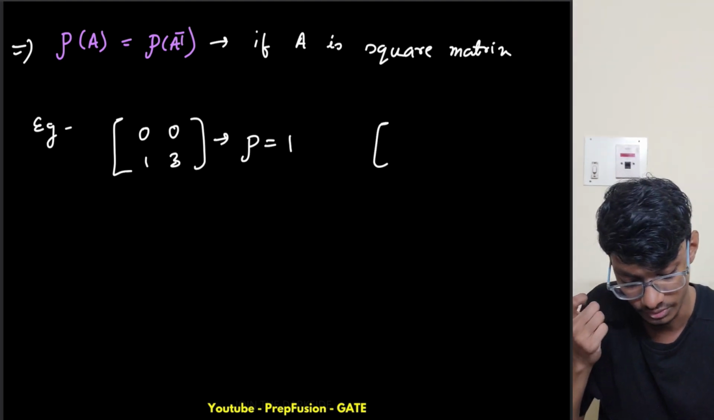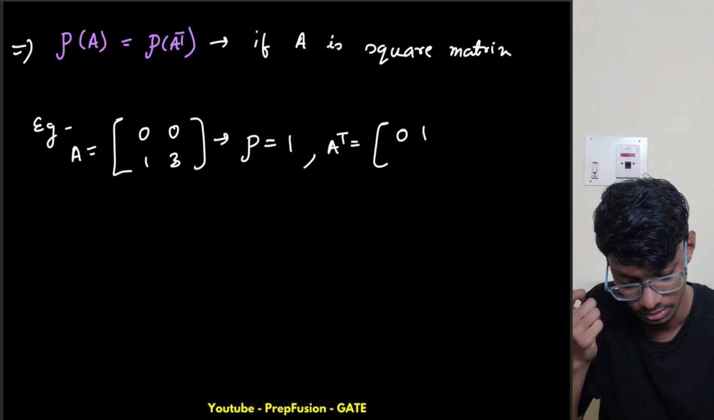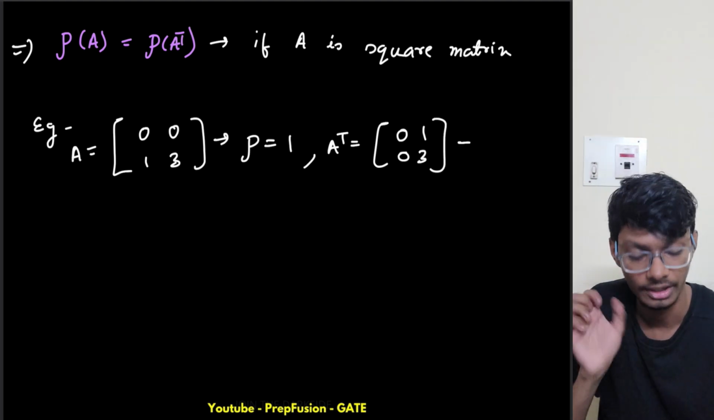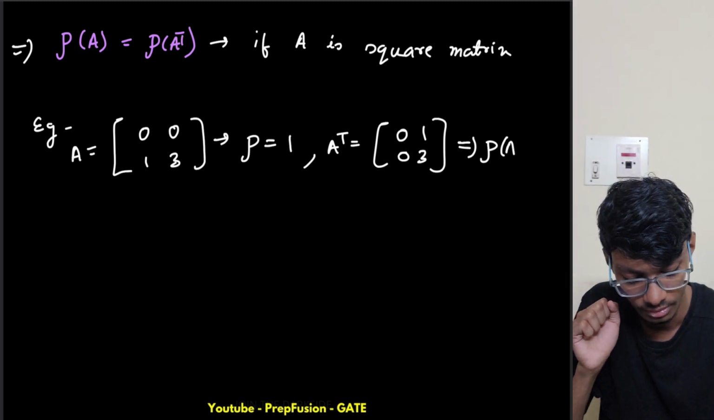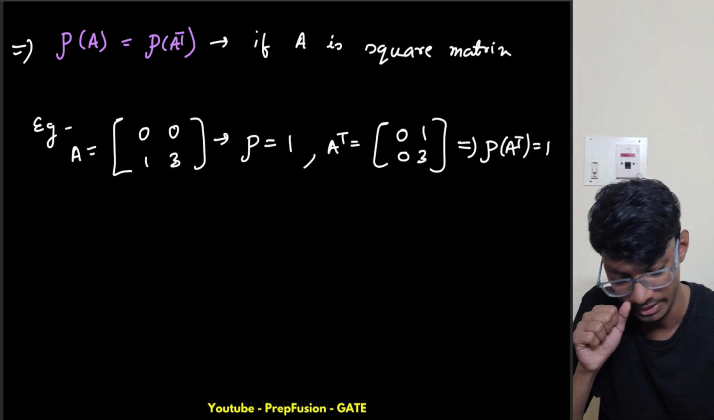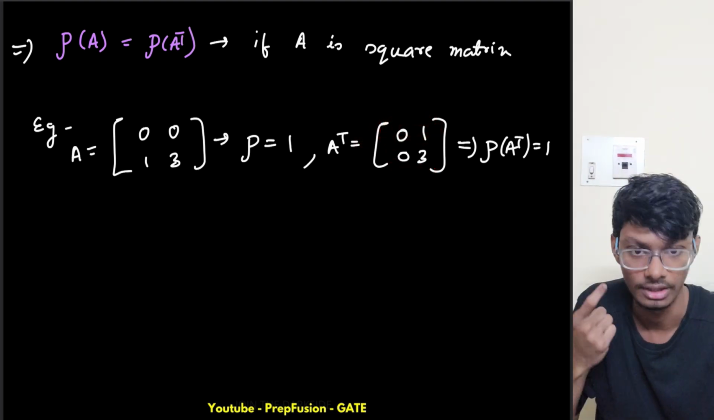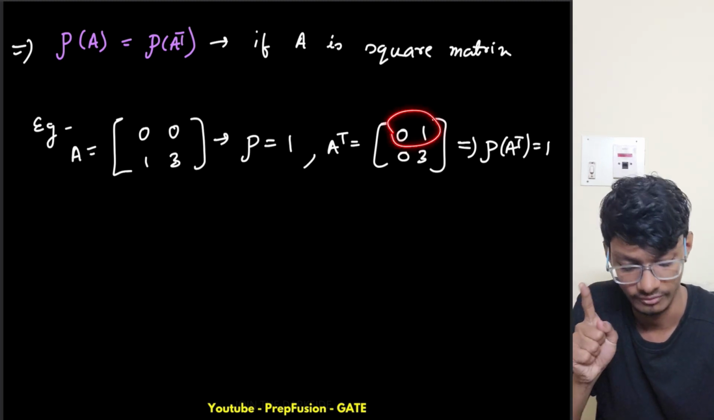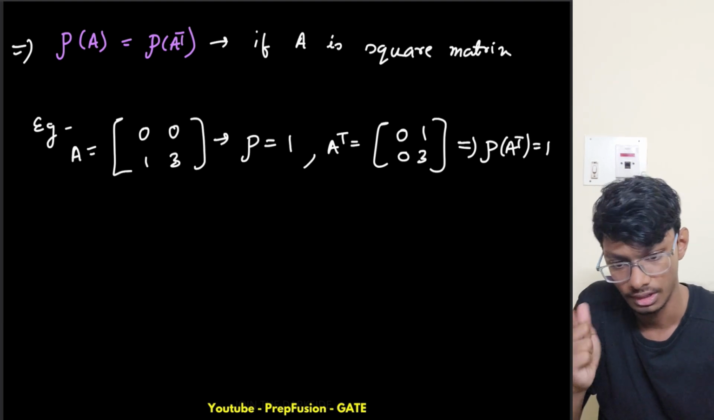Now if I take a transpose of this one, this is my A, and this is my A transpose, this is 0 1 and this is 0 3. So what will be the rank of this one? The rank of A transpose again will be 1. Why? If I multiply 3 with this one, I get this one, the row. So the row is dependent, so I have only one independent row, so my rank is 1. Okay, again I will take another example.